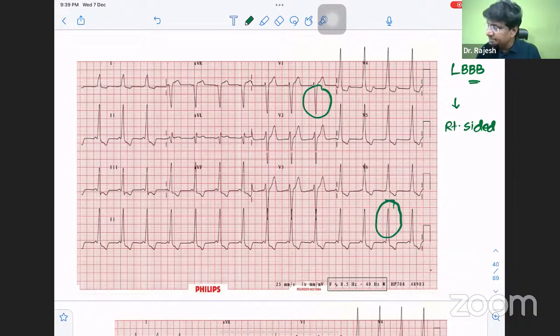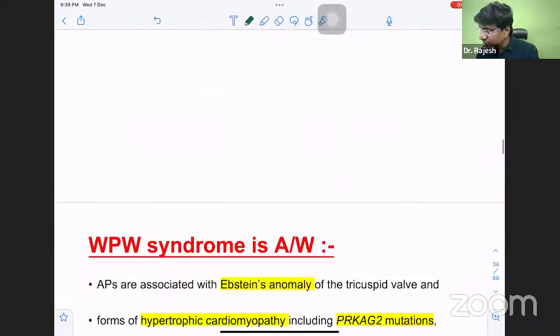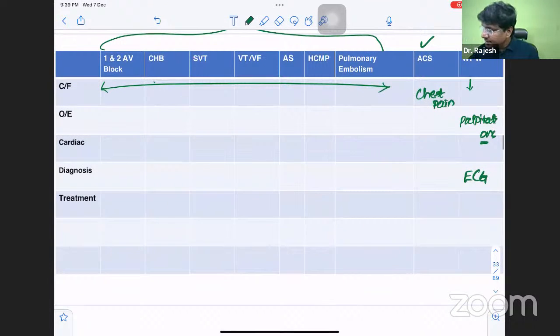So this is your LBBB pattern. This is how you will identify whether the pathway is on the right side or the left side. And so the methodology by which you will diagnose WPW syndrome is mainly by ECG. Then how do you treat?